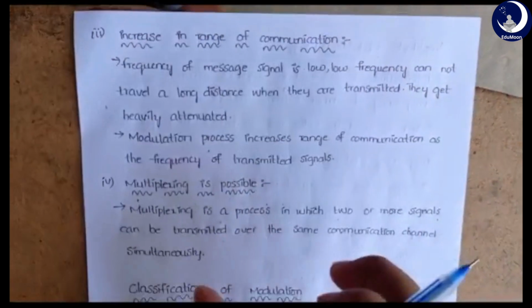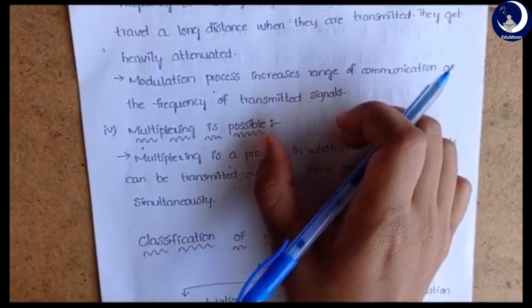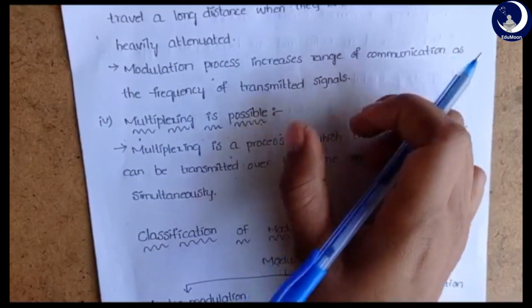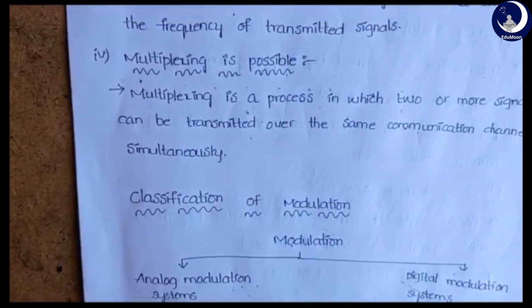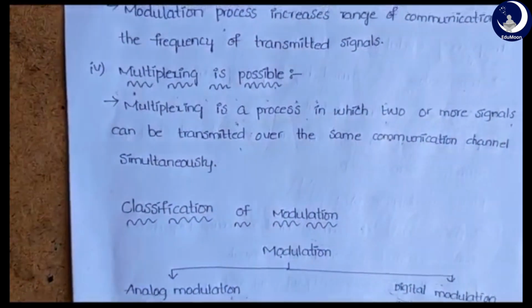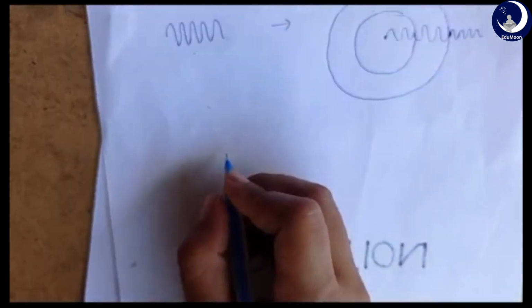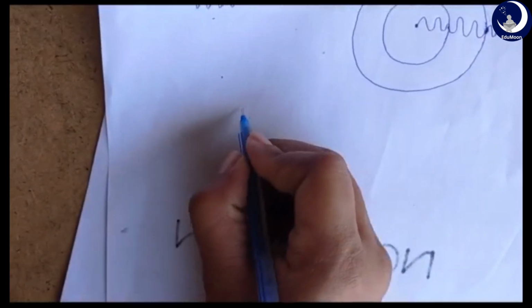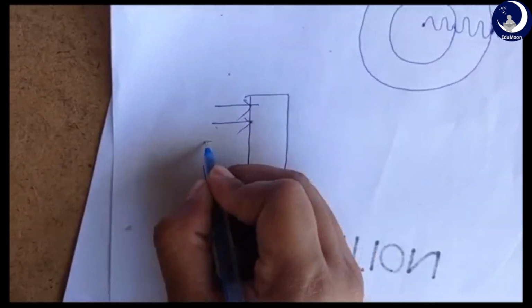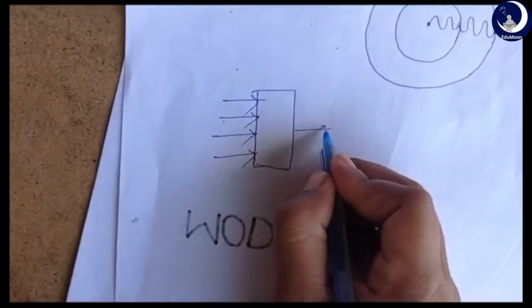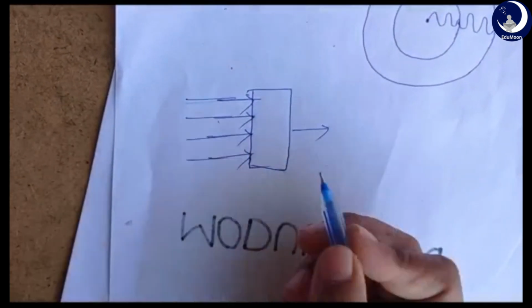Next one is multiplexing is possible. Before discussing how modulation helps in multiplexing, let's know what multiplexing is. Multiplexing is a process where you send two or more signals through the same channel. Consider this a single channel; you will be sending multiple signals through the same channel.